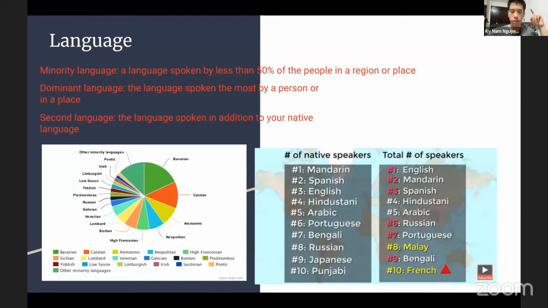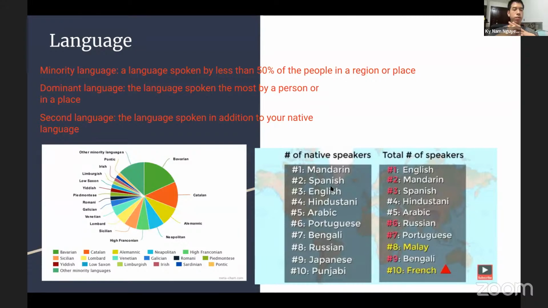Okay, moving on. So next, minority language. A minority language is a language spoken by less than 50% of the people in a region or a place. Minority languages are just languages that not a lot of people speak. And a step down from that is dead languages, which are languages that are no longer spoken in modern day.